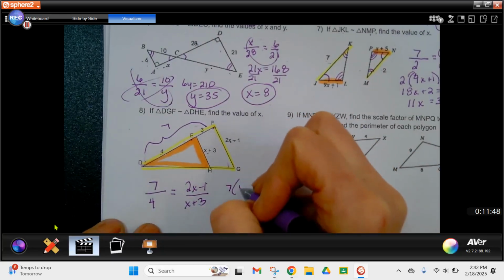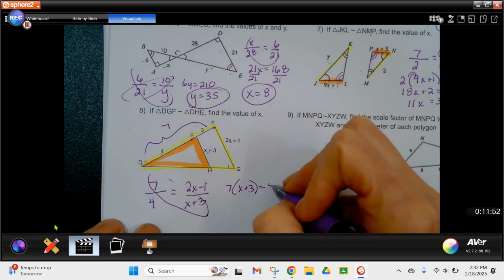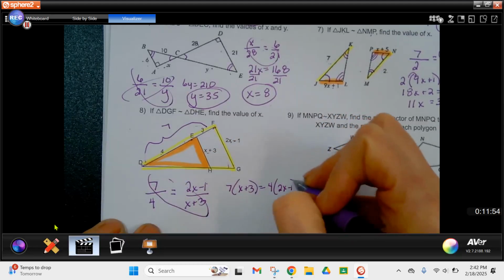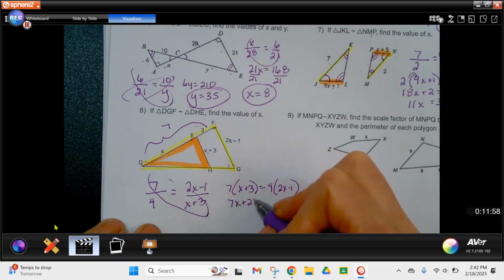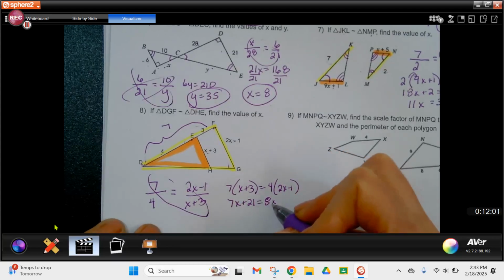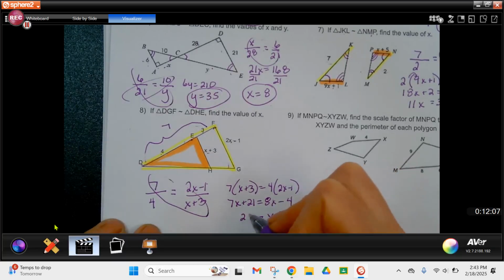So 7 times x plus 3 equals 4 times 2x minus 1. And we distribute and solve. 7x plus 21 equals 8x minus 4. Subtract 7x, so I get x over here, and add 4, and I get 25.